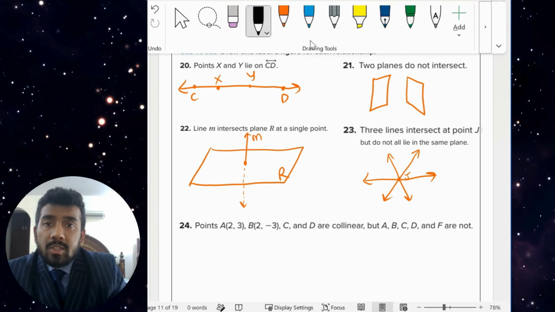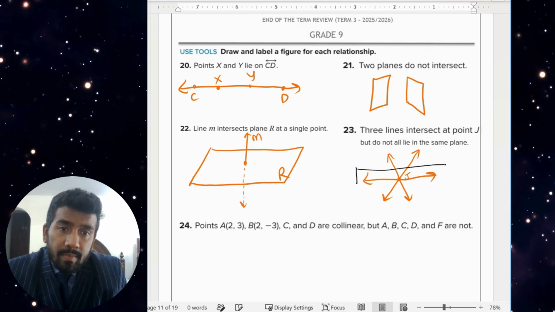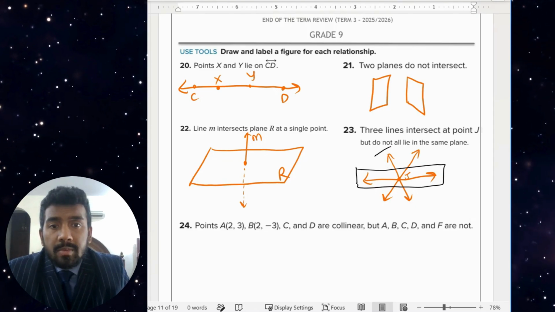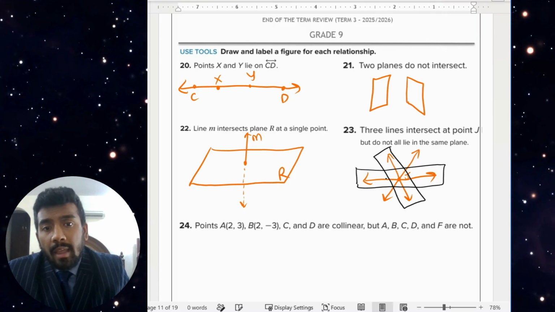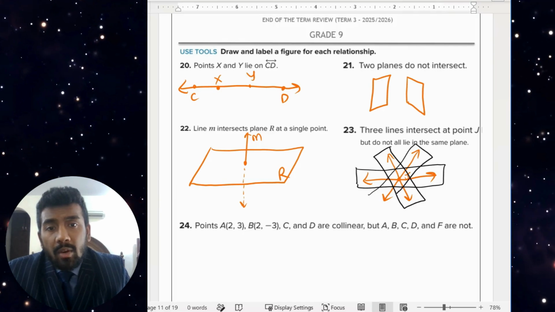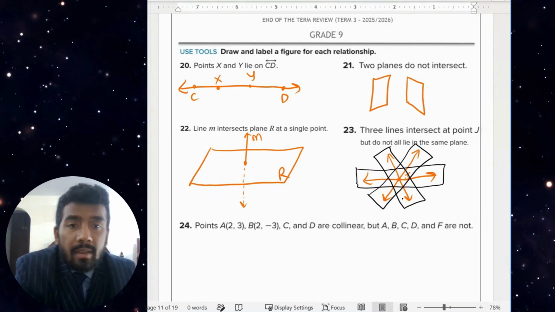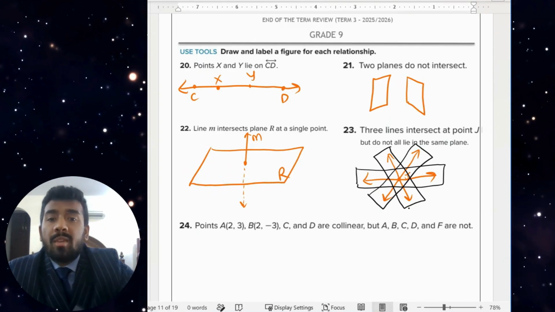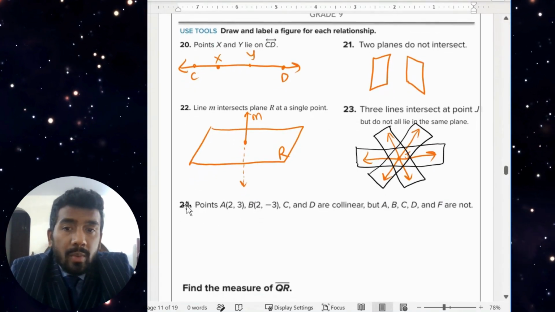So let this one lie in a square plane like this. This line and this line lie in this plane, and this one will lie in another plane, because they said all of these three lines lie in different planes. That's it. That's how you do it. You understand? The next one, let's go to point 4, question 24.